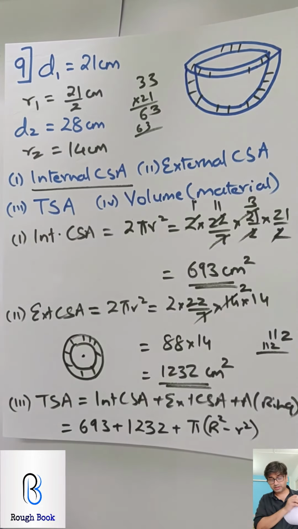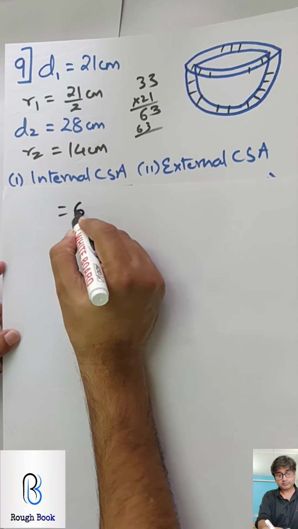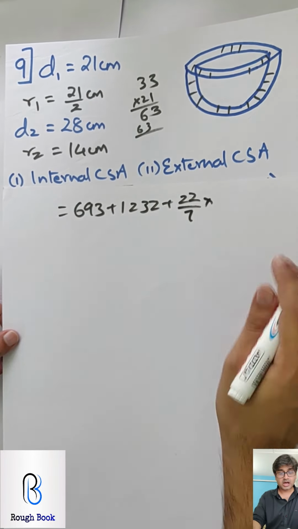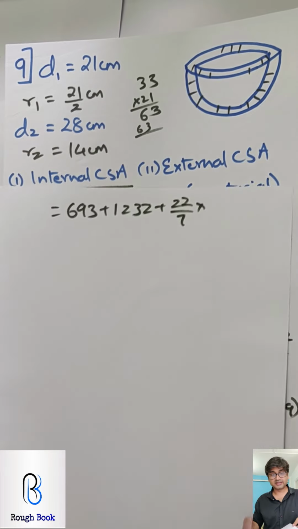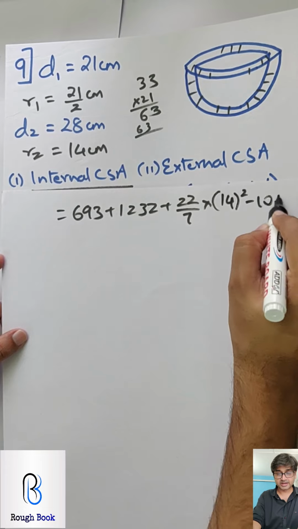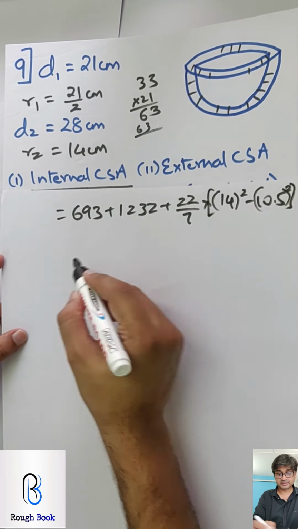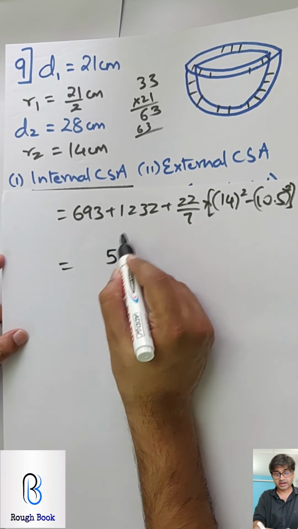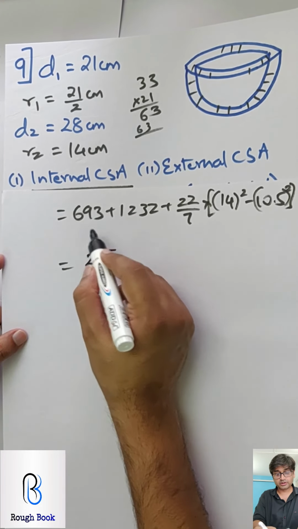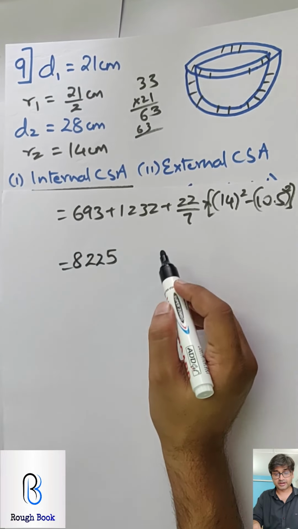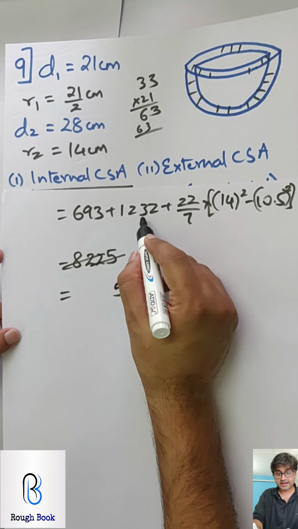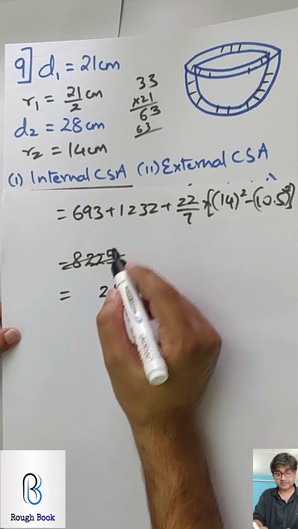So part 3, 693 plus 1232 plus pi, outer r square minus inner r square. So outer is 14 and inner is 10.5 in brackets. So I'm adding these two, 5, 9, 10, 11, 12, 1, 9, 10, 11 and 1, 12, 6, 7 and 1, 8. Am I right? Oh no, I messed up. Sorry. So 3 plus 2, 5, 9, 10, 11, 12, 6, 7, 8 and 1, 9.